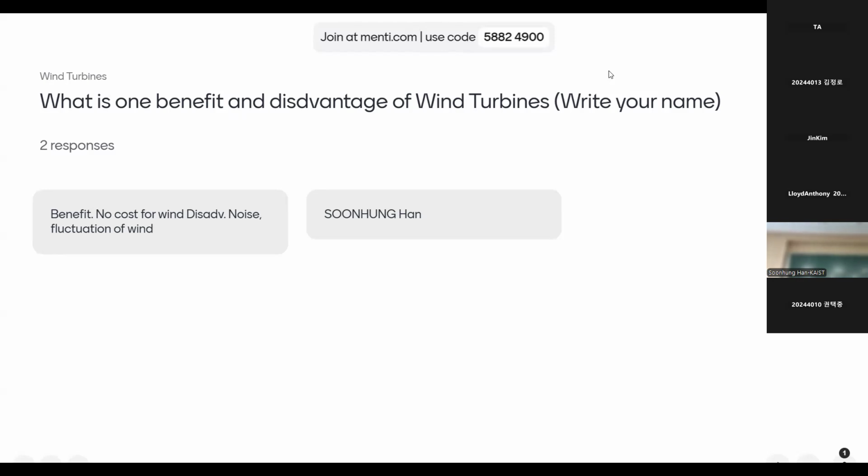Anything too complex, it could be a very simple observation, one benefit, one disadvantage, depending.